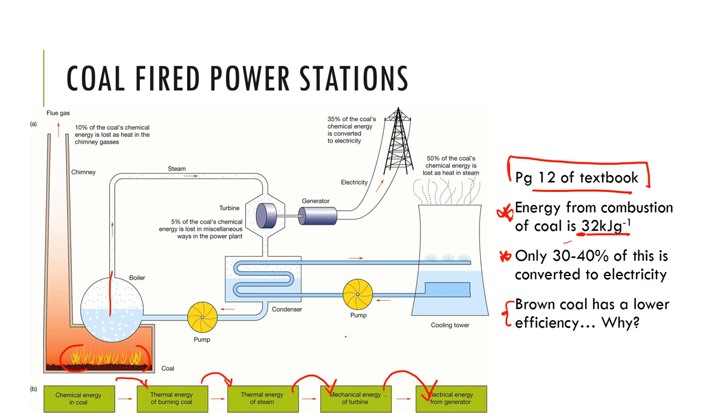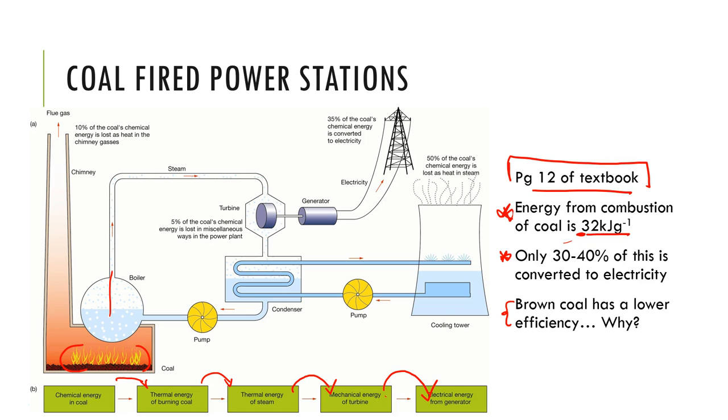At each one of these transformations, we are going to be losing energy as heat to the surroundings, or through drops in temperature due to expansion, these kinds of things. But at each one of these steps, we will lose energy. Turning of the turbine into mechanical energy will also lose some to friction and things like that. So our power stations run at only about 30 to 40% efficiency.